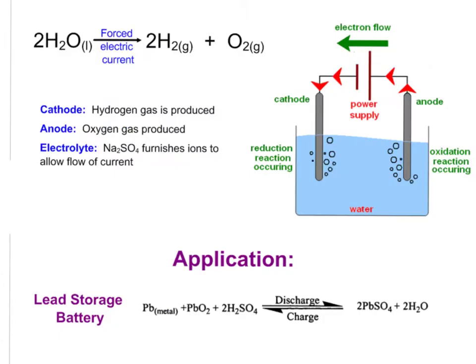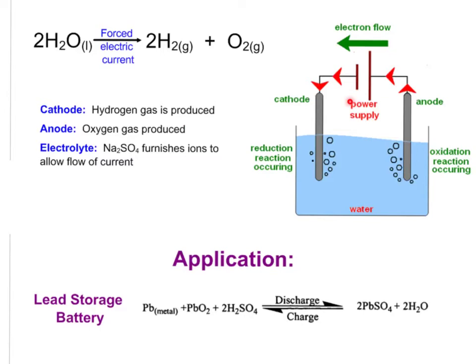If we examine this a little more in detail, the cathode is where the hydrogen gas is produced. The anode is where the oxygen gas is produced. Our electrolyte is sodium sulfate. It's producing some ions to allow that flow of current. Our electron flow is going this way. We have our power supply. In the previous example, it was a battery. It's really neat to force this chemical reaction to occur by putting electricity in our cell.